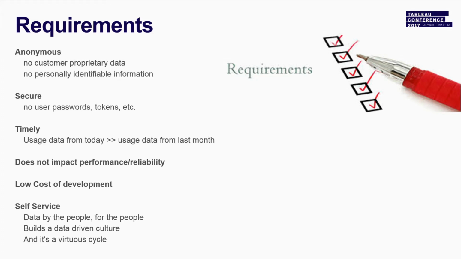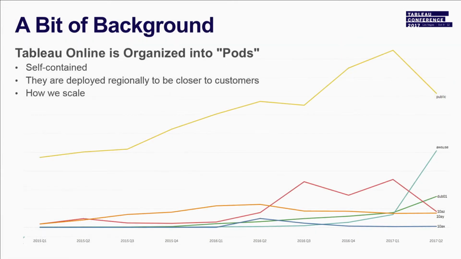Obviously, we want it to be as cheap as possible. And also, we want it to be self-service. Making a data product self-service is a little bit of a virtuous cycle. People inside the company, a few of them, instrument their features and they get some data about their features and they show it to other teams, and then those other teams want data. So we wanted to kind of create that sort of cycle.